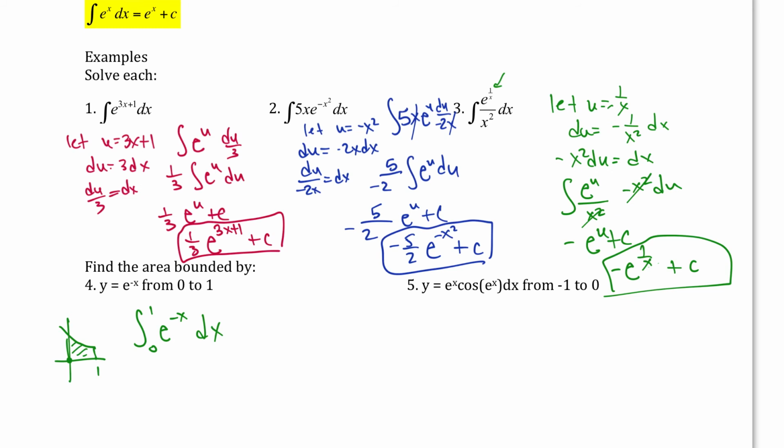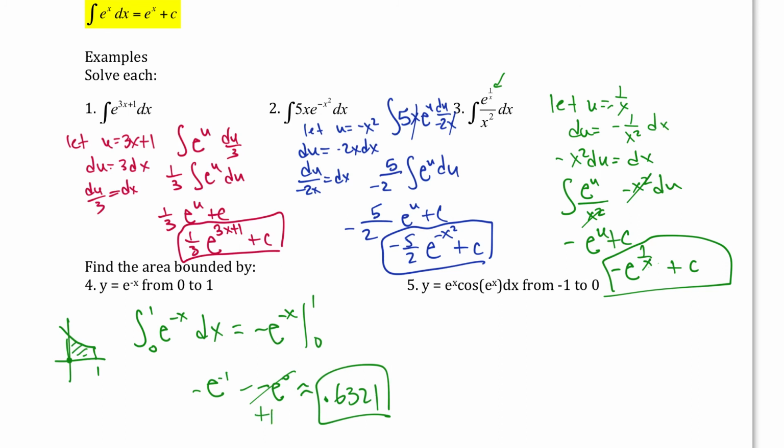And over here, if you do the substitution part, or you could just do a guess and check at this point, this ends up being negative e to the negative x on the bounds from 0 to 1. So this becomes negative e to the negative 1 minus negative e to the 0. And that comes out to be approximately 0.6321, because over here, e to the 0 just comes out to be 1.